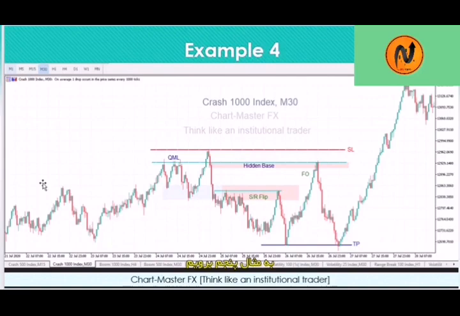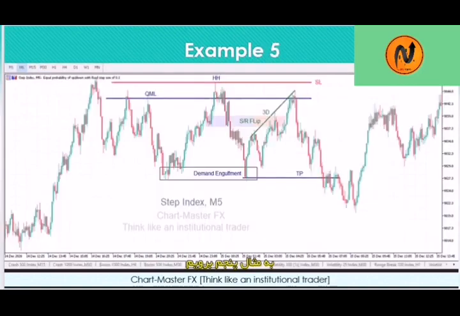So we go to example number 5. On example number 5 here, we can see that we have a Quasimodo level here, and you can see that we have a low, and the price was able to create a new higher high. So when the price created a new higher high, as the price was dropping down, you can see that this low was engulfed, but the engulfment was insignificant. Even if the engulfment is insignificant, we consider it as a valid engulfment.